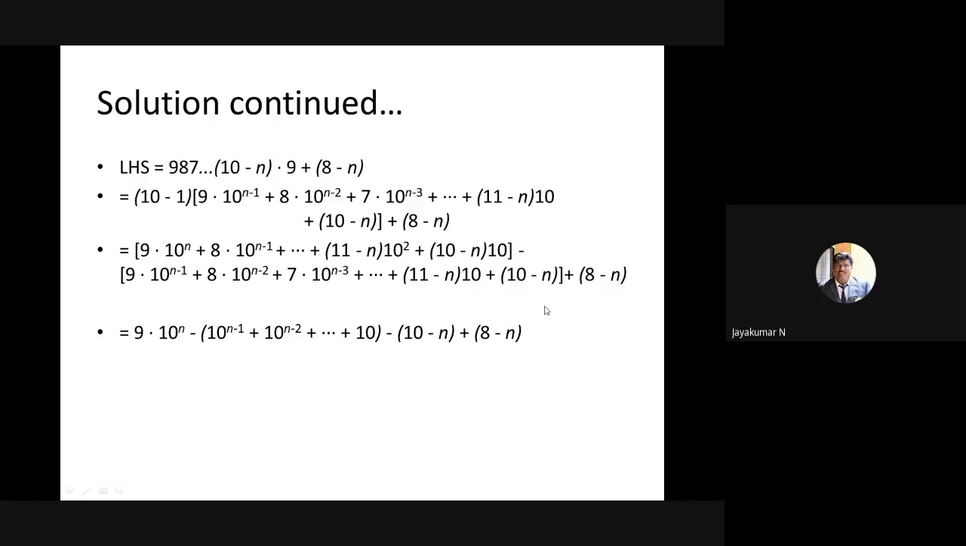Okay. Then when you observe this, it is minus 10 plus n, because minus is common. Minus 10 plus n plus 8 minus n. So minus n plus n cancel. Minus 10 plus 8 becomes 2. Okay. I can keep that plus 2. So I can keep minus 2. Here minus 10 plus 8 minus 2.